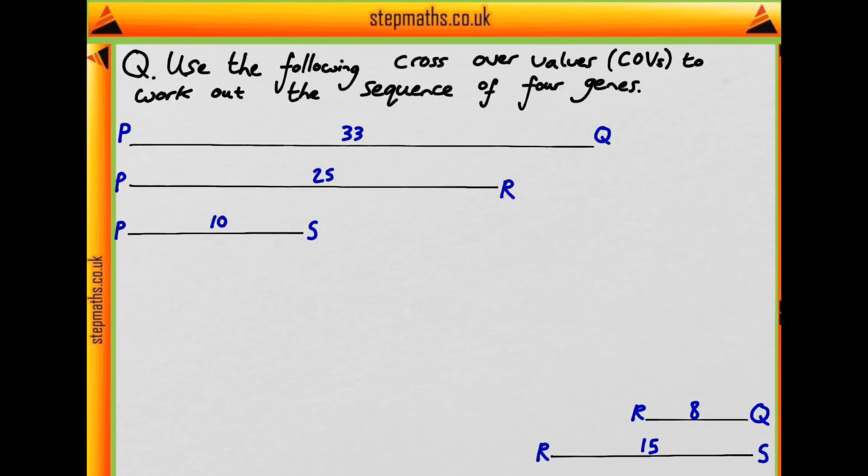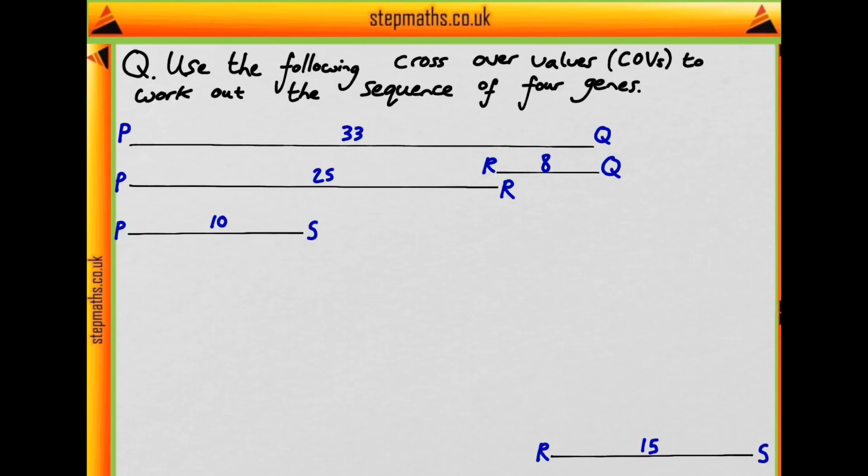Now, it may jump out to you here that the difference between 33 and 25 is 8, and down here we have a fragment of size 8 between R and Q, which you can see would nicely fit here if we were to align it there. So far we know that R is in between P and Q on the chromosome map. And now we're just left with this fragment R to S of size 15.